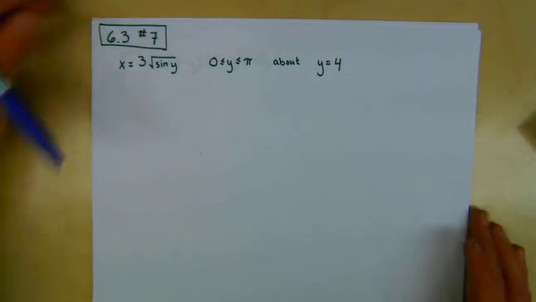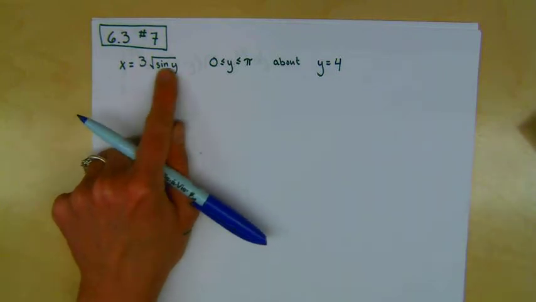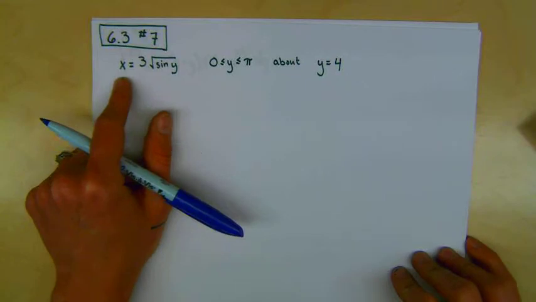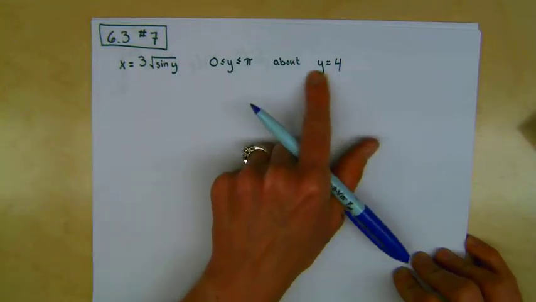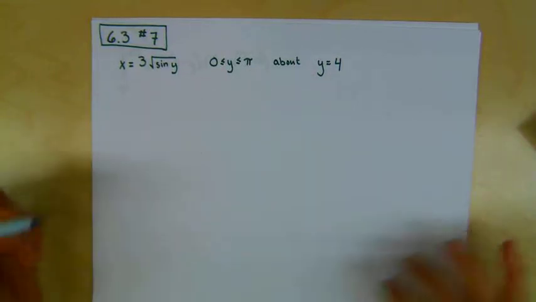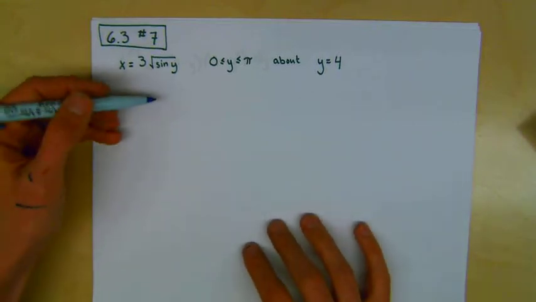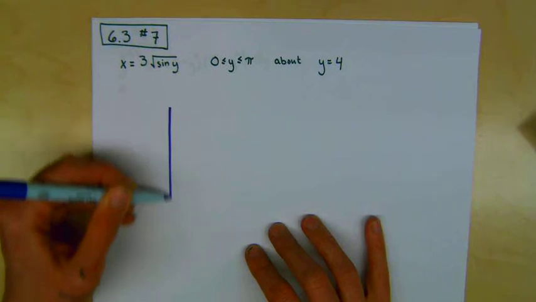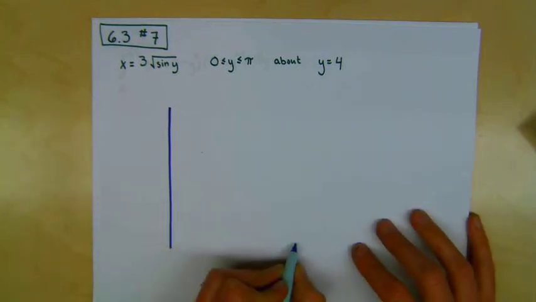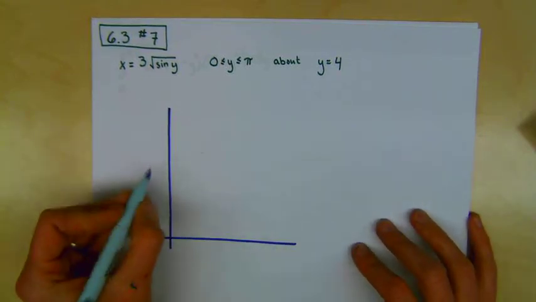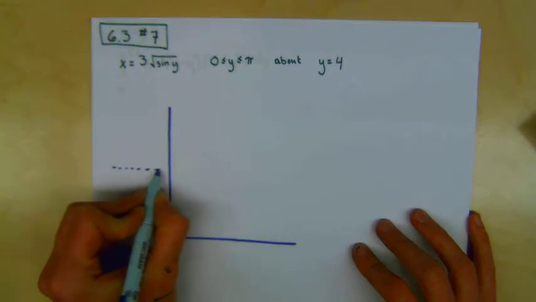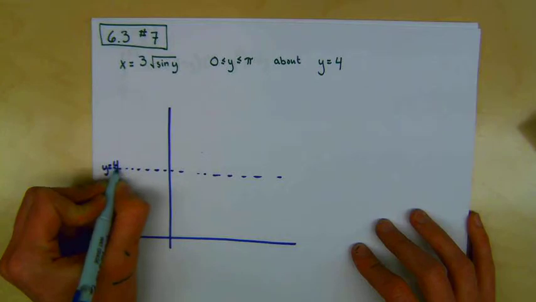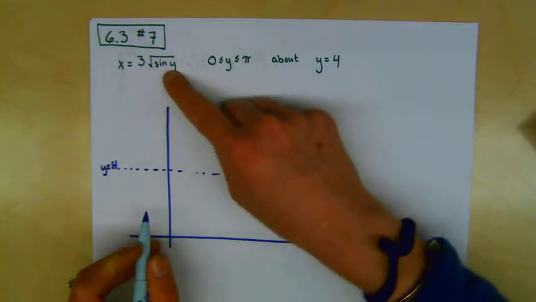So for this problem, we're given a function where y is the independent variable and x is the dependent variable, and bounds on y, and we want to rotate this about the line y equals 4. You don't need me to talk about this problem in a lot of detail. Let's draw a picture. I think that's the first step for all of these problems, typically. So here's my y equals 4. What does this function look like?